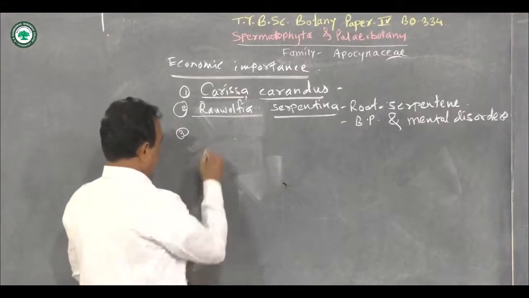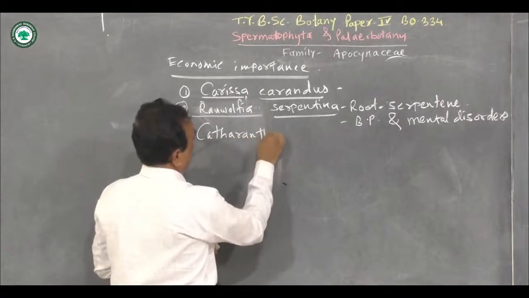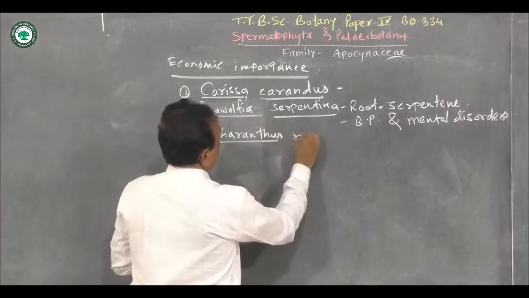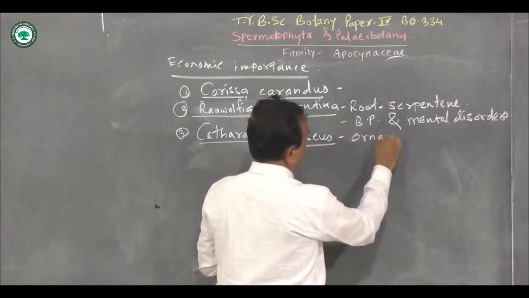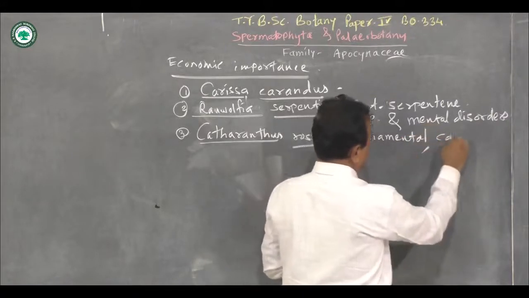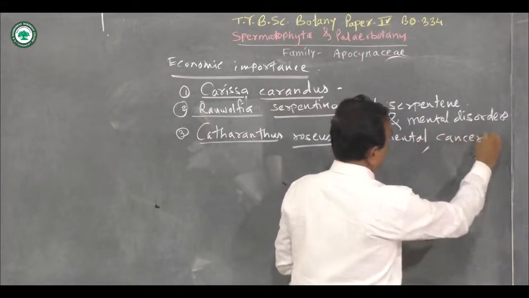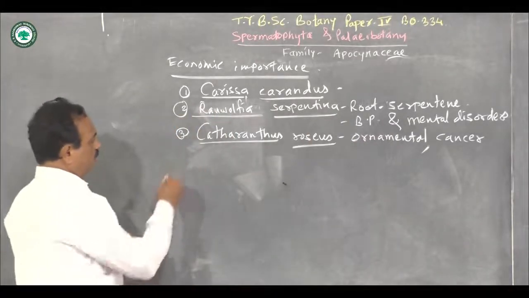The next plant is Catharanthus roseus. This plant is commonly planted as an ornamental plant, but it is majorly important and is used in the treatment of cancer. So in cancer, it is used.